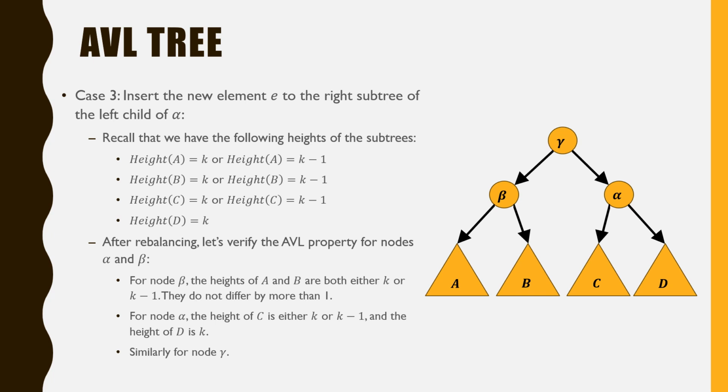Now, let's confirm that the rebalancing operation successfully restores the AVL property. Recall that before the double rotation, the heights of A, B, and C are either k or k-1, while the height of D is k. After the double rotation, the subtrees A, B, C, and D are all reorganized in the same level. Given their heights, it is straightforward to verify that the difference between each node's left and right subtrees does not exceed 1, ensuring the AVL property.